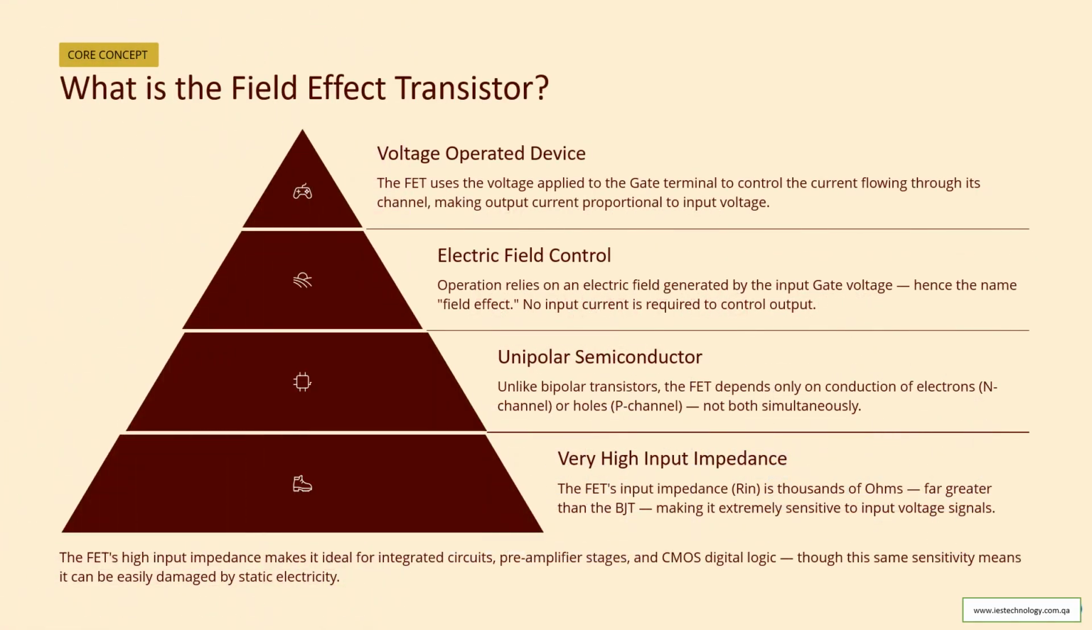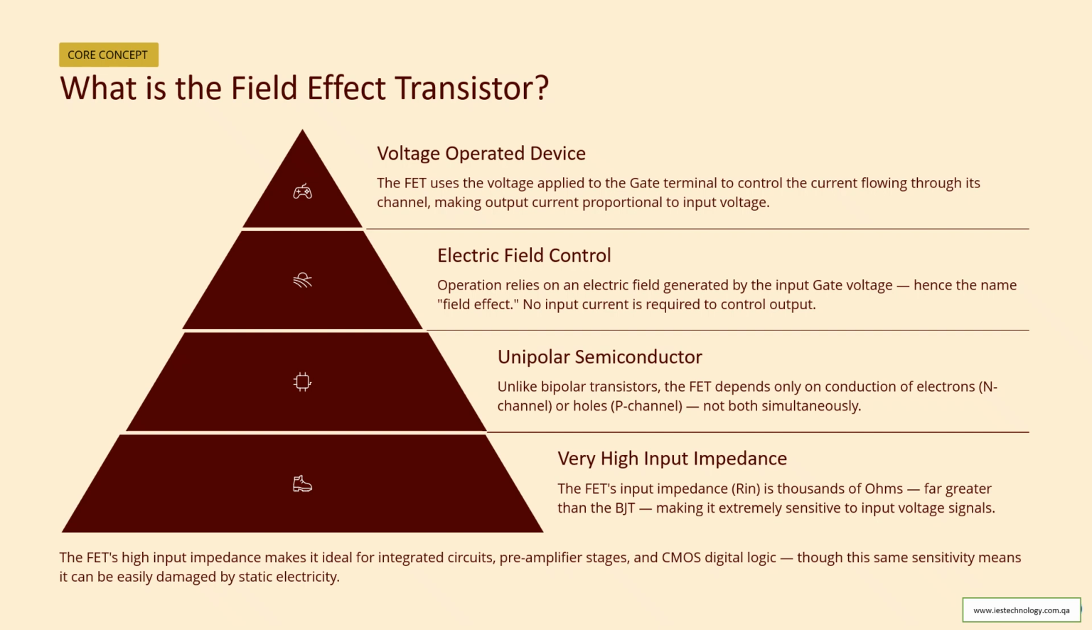Core concept. What is the field effect transistor? Voltage-operated device. The FET uses the voltage applied to the gate terminal to control the current flowing through its channel, making output current proportional to input voltage. Electric field control. Operation relies on an electric field generated by the input gate voltage, hence the name, field effect. No input current is required to control output.